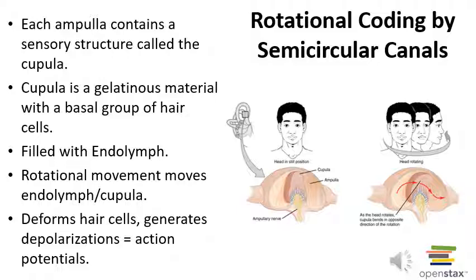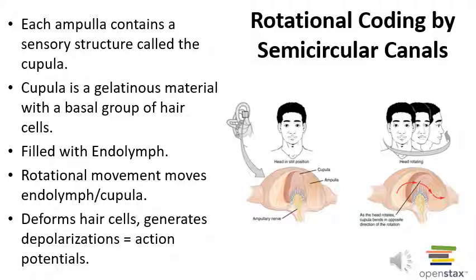The sensory structure in each semicircular canal is called a cupula. And the cupula, if you take a look at the illustration there, is nothing more than this little blob of gelatinous material. And that blob of gelatinous material is going to sit on top of a bunch of hair cells.